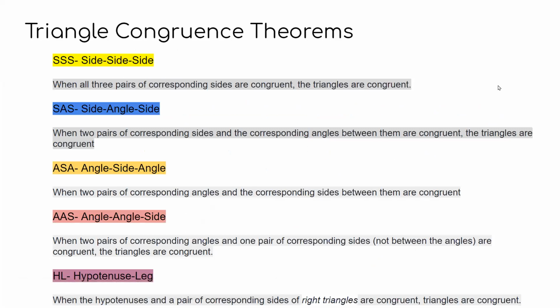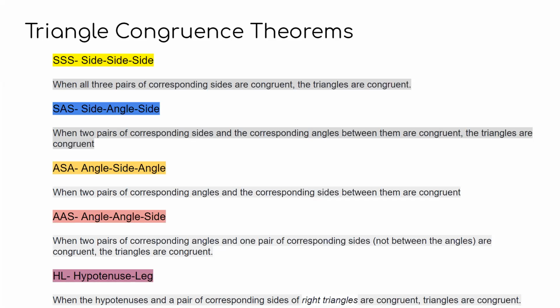So now we're going to look at the types of congruency. There are many different types. This right here, SSS, stands for side, side, side. We're just too lazy to say side, side, side, so we say SSS. When two triangles have the exact same sides, that means they are SSS congruent.